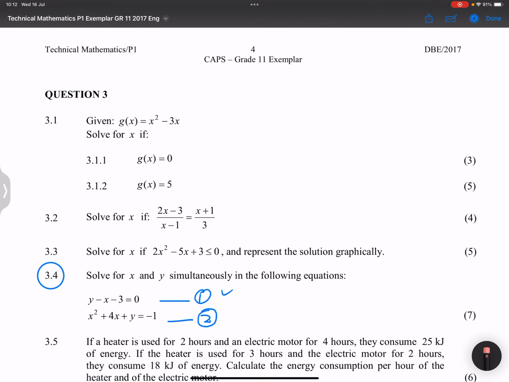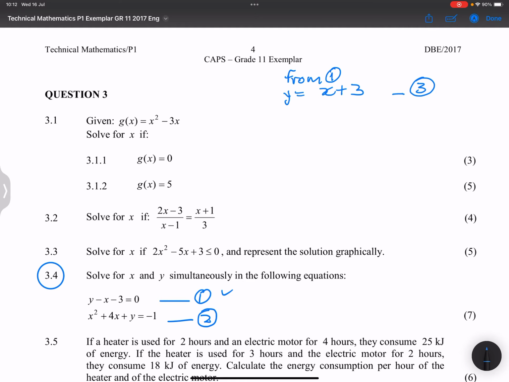So I'm going to say from equation 1, right, we've got y is equal to x plus 3. So I've transposed the x and the 3 to the other side. And so let's call that equation 3.